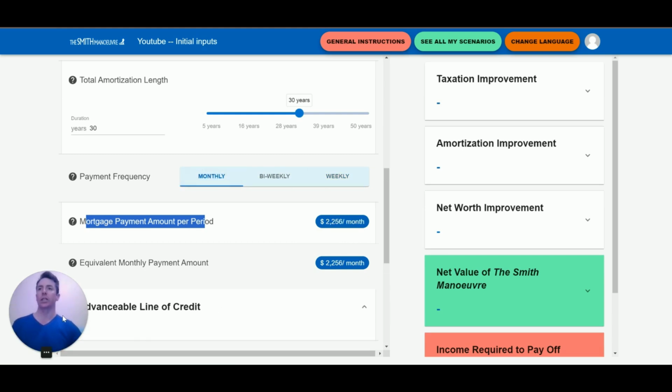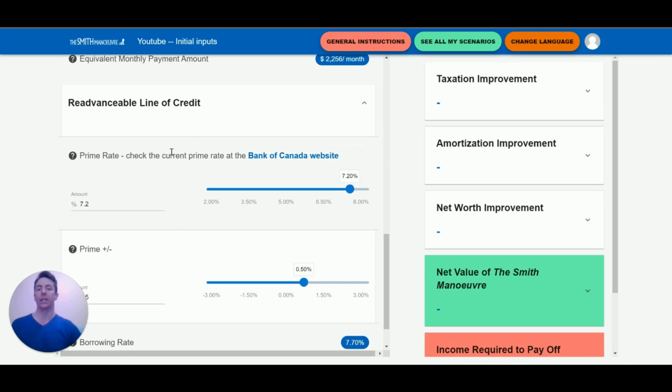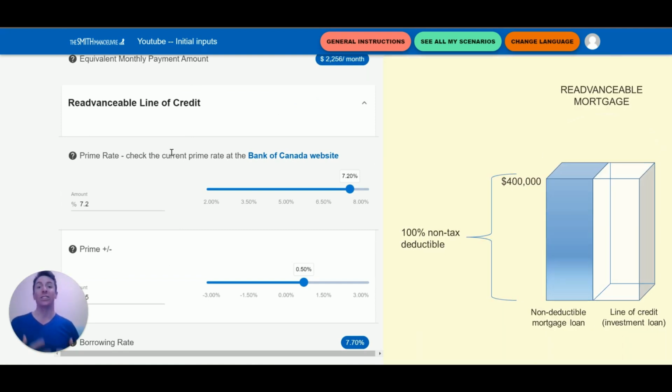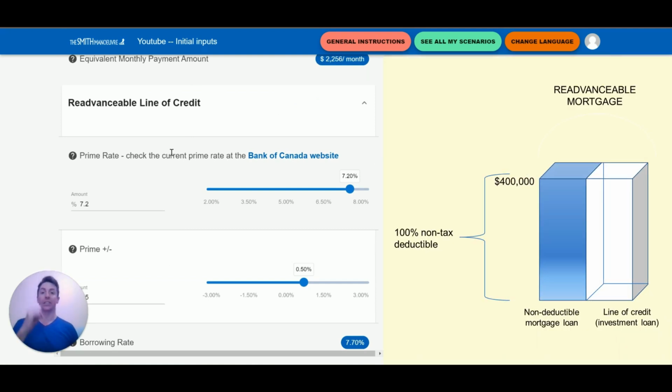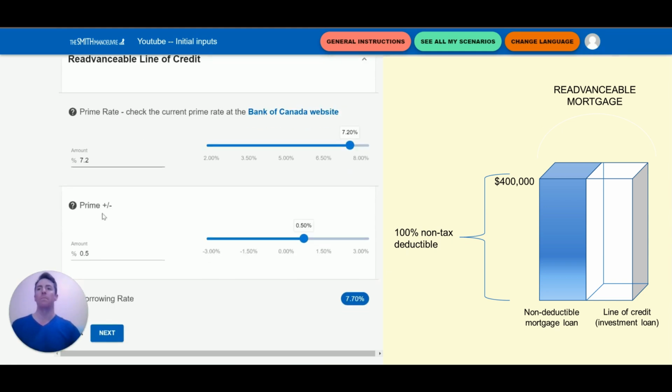And then last but certainly not least, we've got our readvanceable line of credit. The Smith Manoeuvre uses a readvanceable mortgage that has a mortgage component and a home equity line of credit that are connected and readvancing to one another. That is a big piece of this, guys. Right now, the Bank of Canada's overnight rate is in the 5s. The bank's prime rate is 7.2, and most people that have a HELOC are going to be prime plus 0.5 to prime plus 1%. We'll use 0.5 here for this.